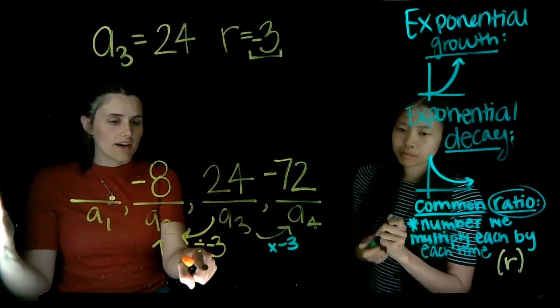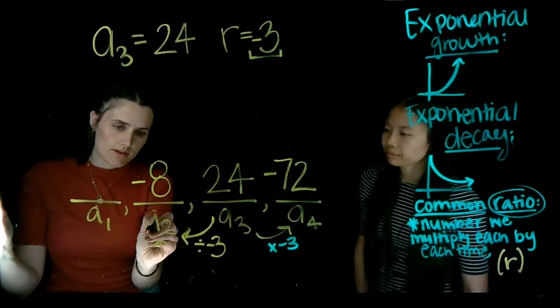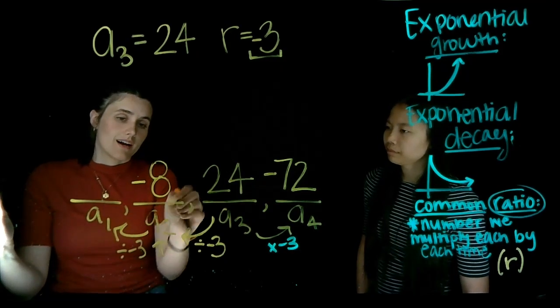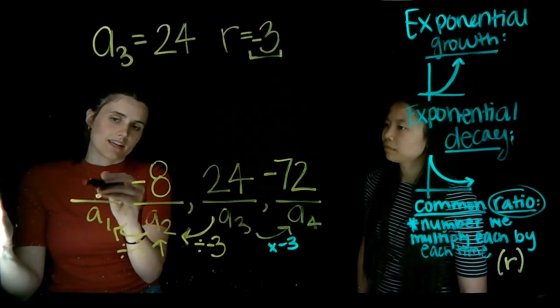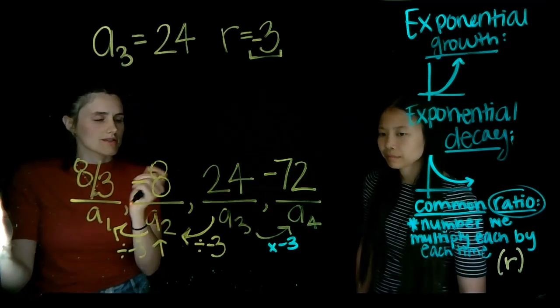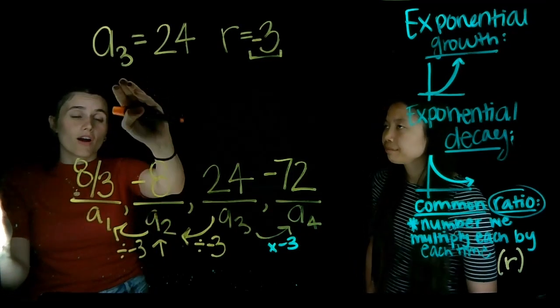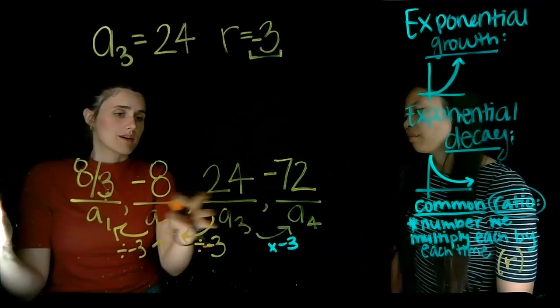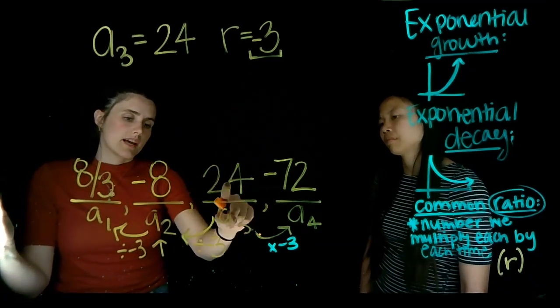So 24 divided by negative 3 gives me a negative 8. And then if we do that same pattern here, a negative 8 divided by a negative 3 is going to give me positive 8 over 3. And we can just leave it as a fraction like that. So if we aren't given the first term, but some term in the middle, we can use this common ratio to work forwards and to work backwards.